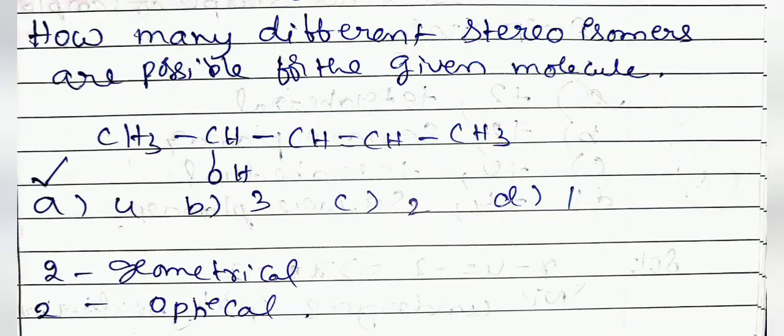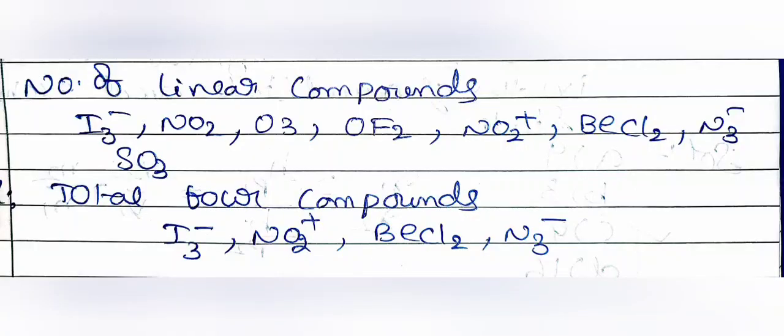Next one is from isomerism chapter. How many different stereoisomers are possible for the given structure? One stereo center is there, so 2 optical isomers we can expect. With different groups, one C double bond C exists, so 2 geometrical.